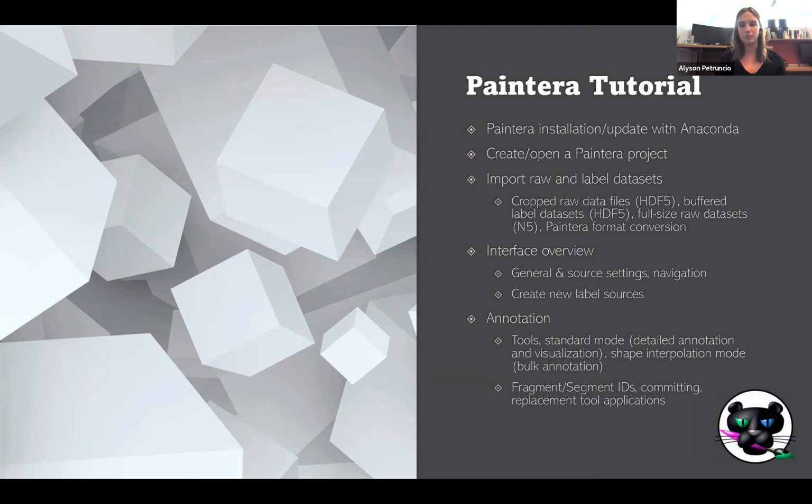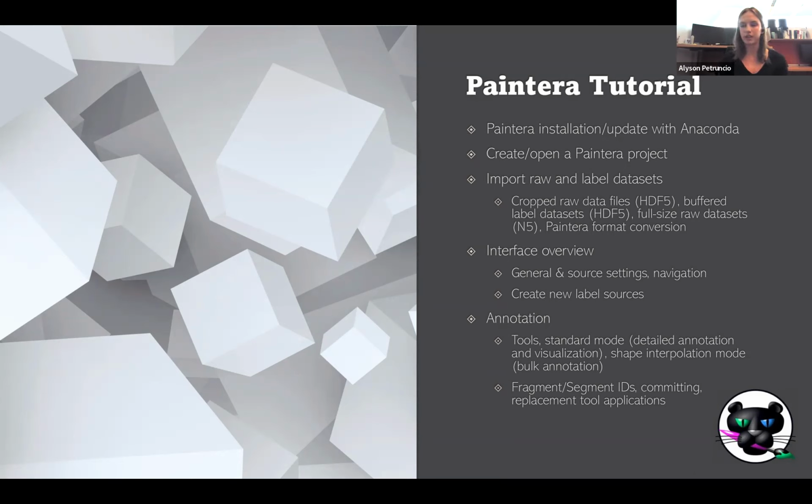In each Paintera project, we're going to import and view different types of raw data and label data. So far in the CellMap pipeline, we will upload cropped raw data files in HDF5 format, buffer label data sets from other annotation software, also HDF5, as well as full-size raw data sets for visualization, and those are in a Paintera-friendly N5 format. And for files that don't have the exact same data structure as Paintera, but are very similar to N5 structure, we can use a Paintera format conversion script.